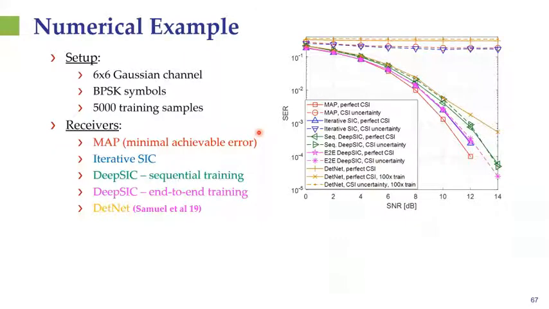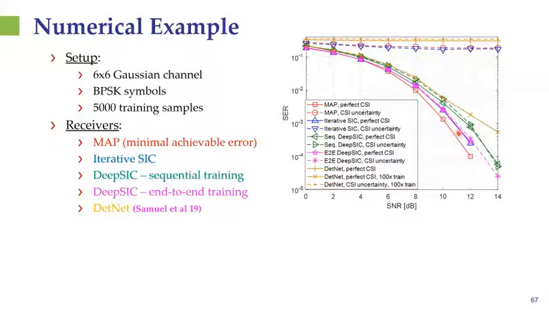Here we'll only show one numerical example. I invite you to attend our talk later on this week, in which we'll present a more in-depth analysis of this architecture. But what we see here is just a small scale channel, a 6x6 Gaussian channel, for which we can actually compute the minimal achievable error. This is the red curve. And the blue curve is the performance achievable using the model-based iterative soft interference cancellation method.